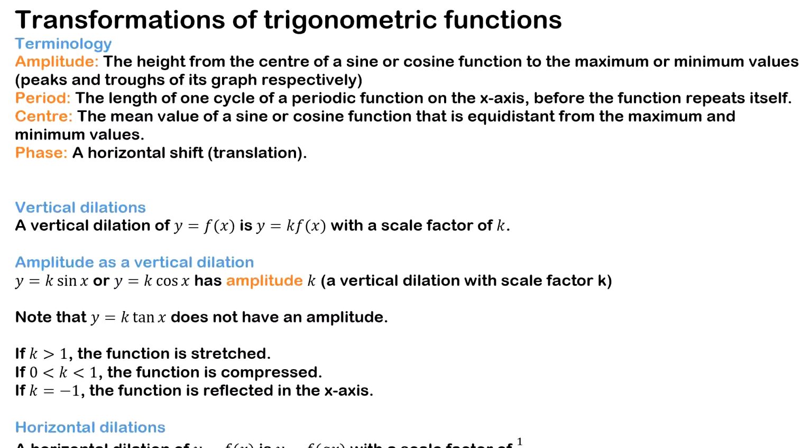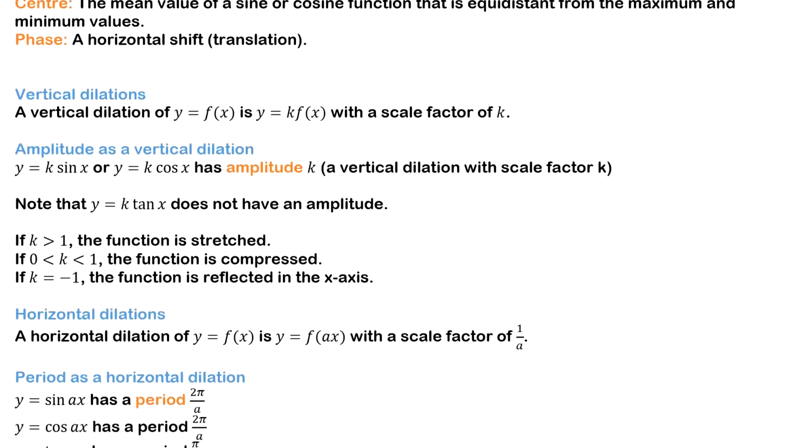Remember, a vertical dilation has a scale factor of k. In terms of a trigonometric function, this is known as the amplitude. Note that tan does not have amplitude. If k is greater than 1, the function is stretched, and if it's between 0 and 1, the function is compressed. If k is negative, the function is reflected in the x-axis.